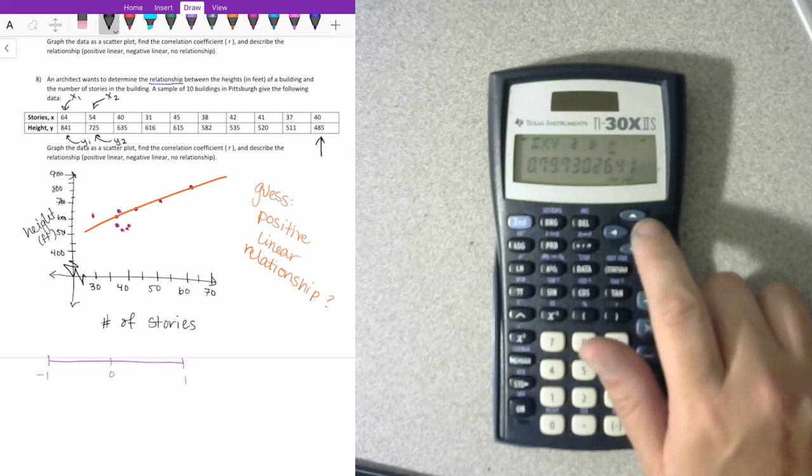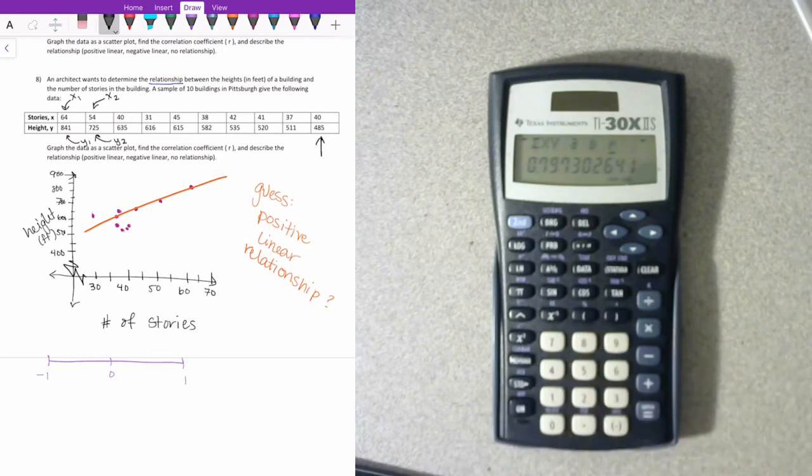We're going to say, I want R, which goes A, B, and R. A and B have to do with linear regression. And R is that correlation coefficient. So R comes out to be 0.7973026. And like I said, we tend to round this to 3 decimal places.